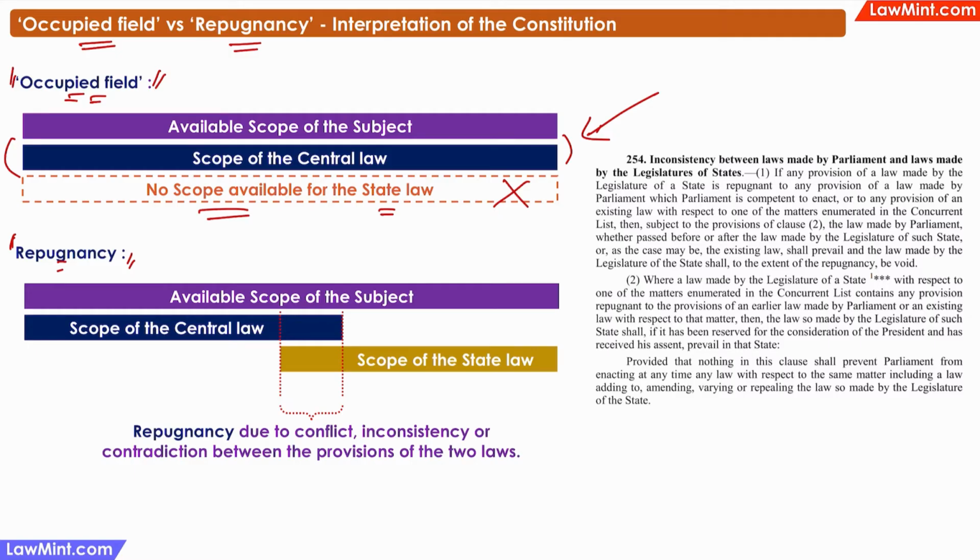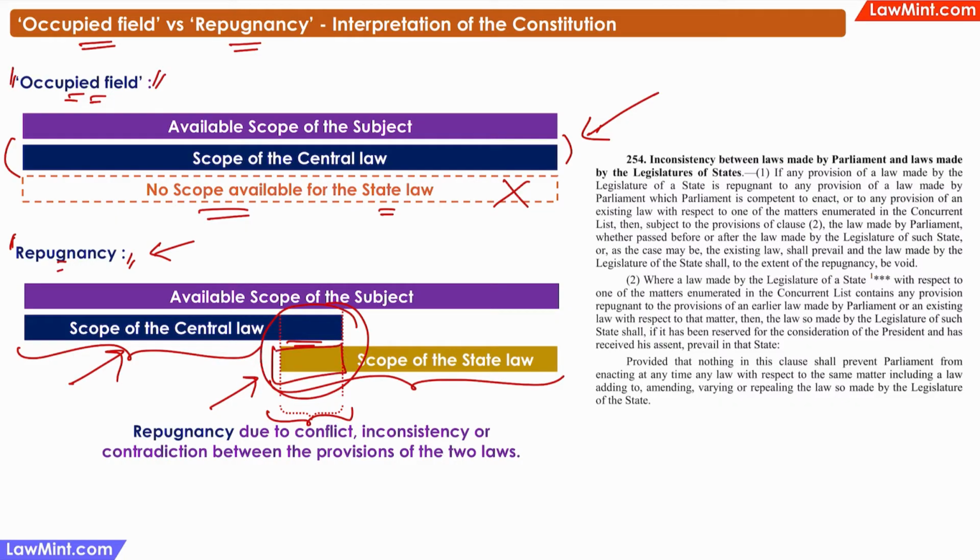So, the states should not make any laws on that subject, and even if they do so, such laws will be void. In a repugnancy situation, the center has made a law that occupies only a part of the available scope, and the state legislature has made a law that occupies another part of the scope. And there are some parts of both the laws where there is a contradiction or a conflict. Then the central law will prevail over the state law, to the extent of the contradiction or the conflict. This approach ensures that between the central law and the state laws, the complete scope of the subject is covered and only the contradiction is removed.